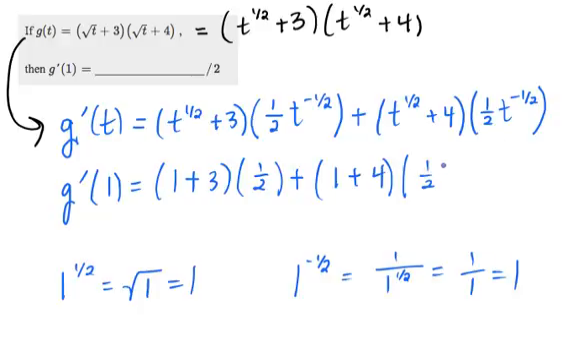Then we have 4 times 1/2, which is 4/2, or 2, plus 5/2. So we get a common denominator here, so 2 is equal to 4/2. So 4/2 plus 5/2 would be 9/2. This already has the over 2, so we would just put 9 right there.